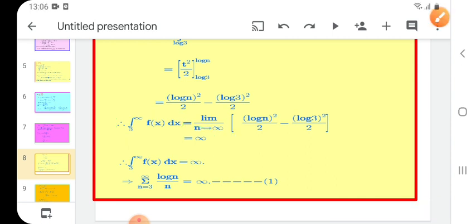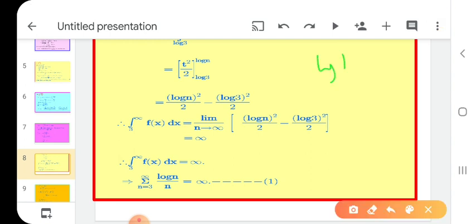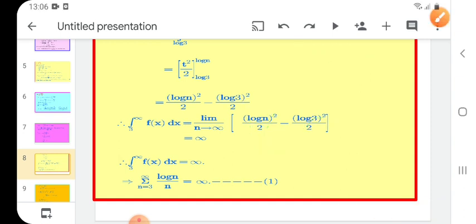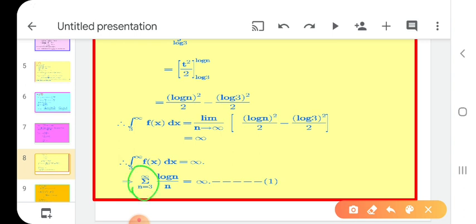Okay. What is f of x here? log x by x. The integral from 3 to infinity of log x by x is plus infinity. So the given series, sum from n equals 3 to infinity of log n by n, is infinity. Okay, is it clear? First I find the integral value from 3 to n only. After that I take the limit as n tends to infinity.